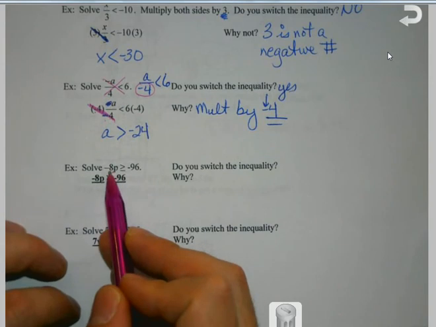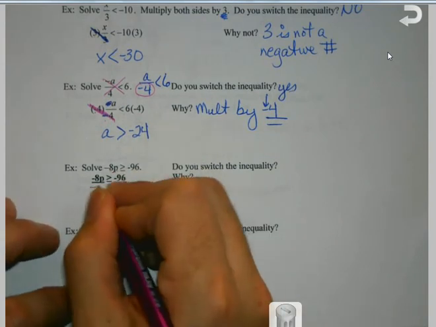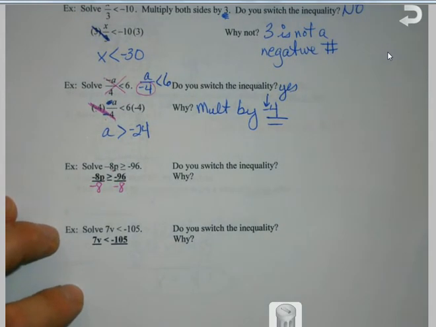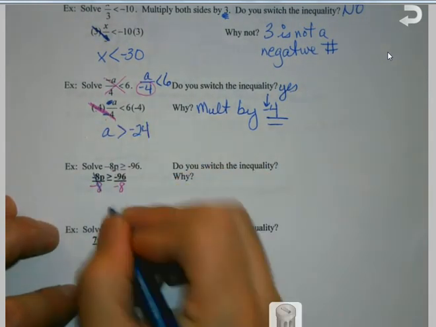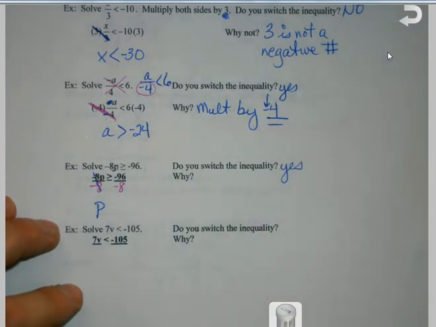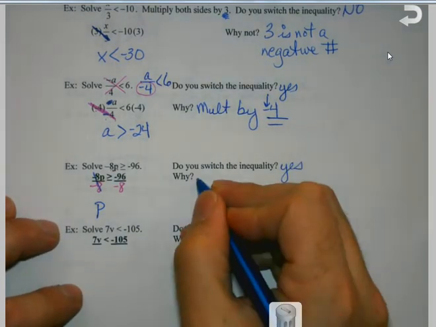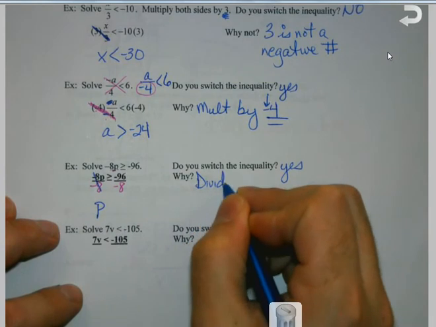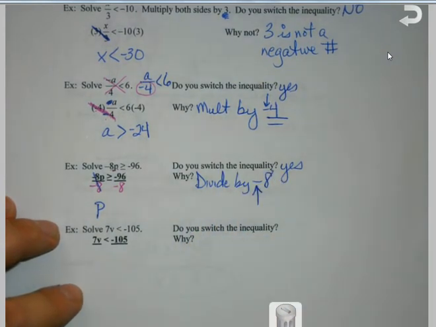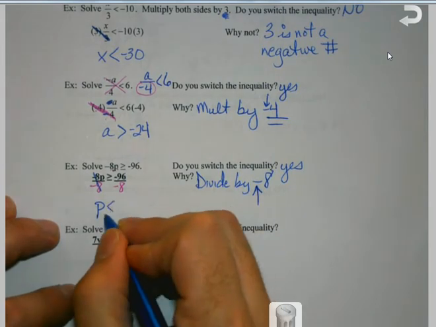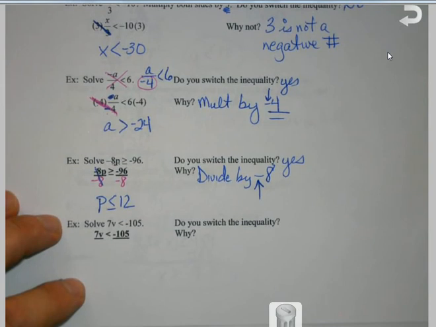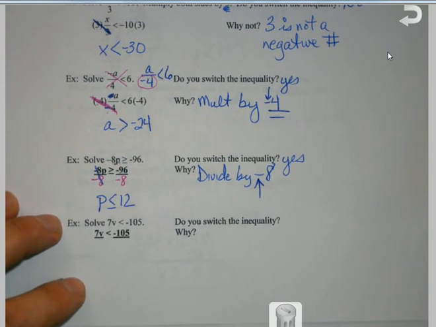This next example, I'm multiplying by negative 8. So I got to do the opposite and divide by negative 8. So cross those out. Do I switch the inequality? Absolutely. Here I divided by negative 8. I divided by a negative. Whenever I divide or multiply by a negative, I got to flip the arrow. But it's got to be both sides.